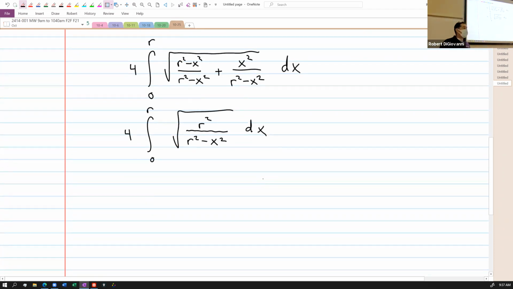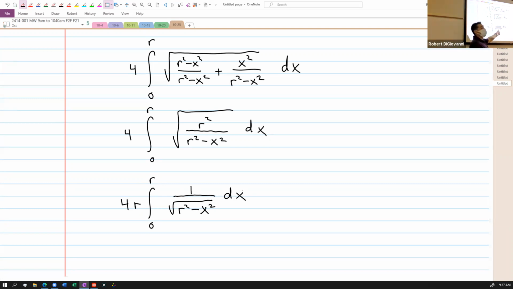And because you have a fraction and a square root, right, of a fraction, you can do top and bottom separately. So the square root of the top is just r, isn't it? And r is a constant and can come out of the integral completely, right? Completely out of the integral. So I have 4r integral 0 to r, 1 on top now, square root of r squared minus x squared dx. Questions with that?